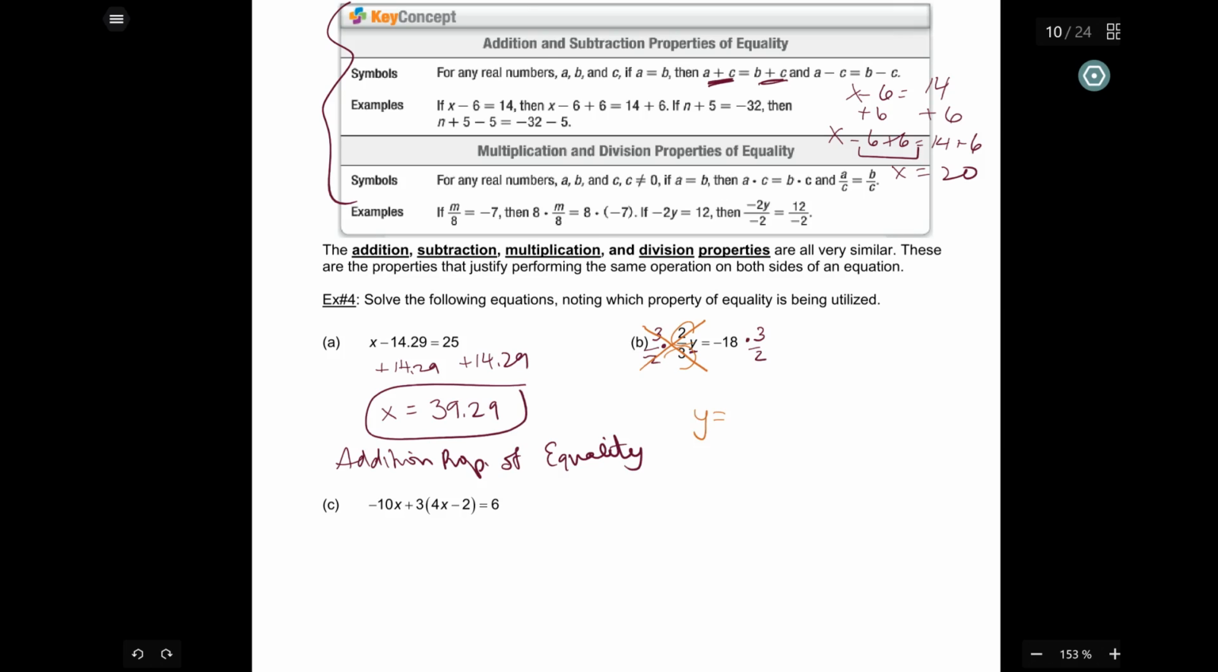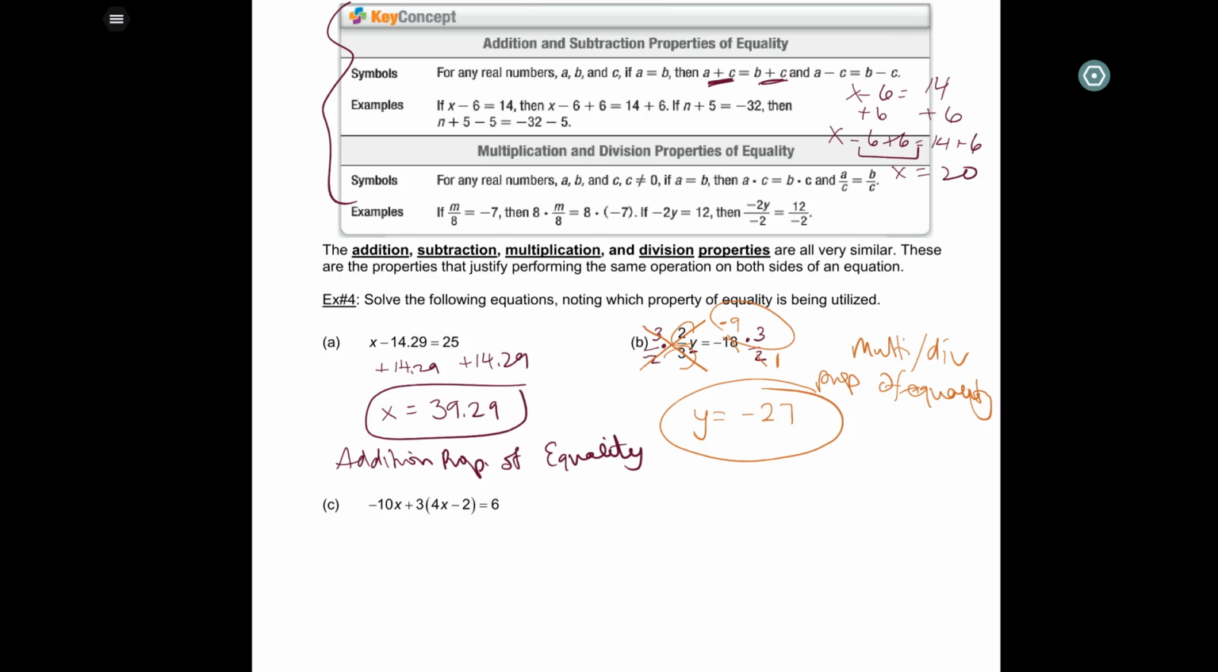So y is equal to, let's see, can I simplify this at all? Yes. Factor of 2 goes into 2 once, factor of 2 goes into negative 18, negative 9 times. So we have negative 9 times 3 is negative 27. You can choose whether you want to say multiplication or division property of equality. The reason I'm saying you can choose is because here I multiplied by the reverse fraction, but honestly, you could have just multiplied by 3 and then divided by 2, you get the same answer. I just did it in one step.